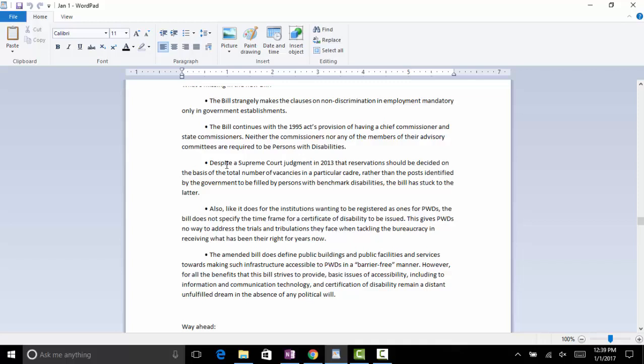Ultimately, what I understand is that because of this separate benchmark disabilities, overall seats reserved for the disabled are not filled. Because there may not be a certain number of candidates in a particular kind of disability, it ultimately leads to vacancy, or not filling those seats in those particular kinds of disabilities. You cannot spell out each and every vacancy and each and every type of handicap. So that's what the Supreme Court judgment is regarding, on the basis of total number of vacancies in a particular category.